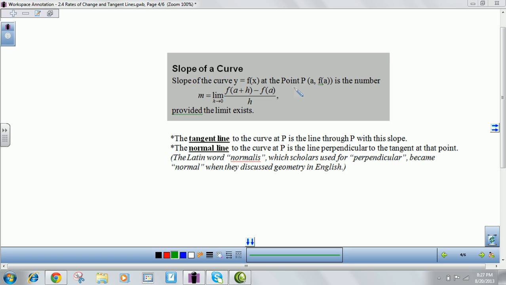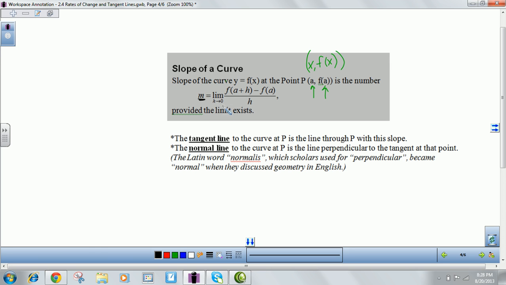The slope of a curve of a function at some point p. So you notice you have to have an x value. So this could easily be x and the f of x, doesn't matter. Okay, instead we use a, f of a. It's just a variable, don't get confused. Is the number the slope? Remember, m represents slope.